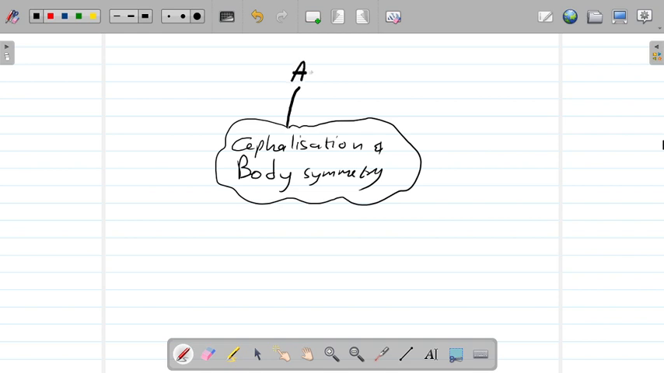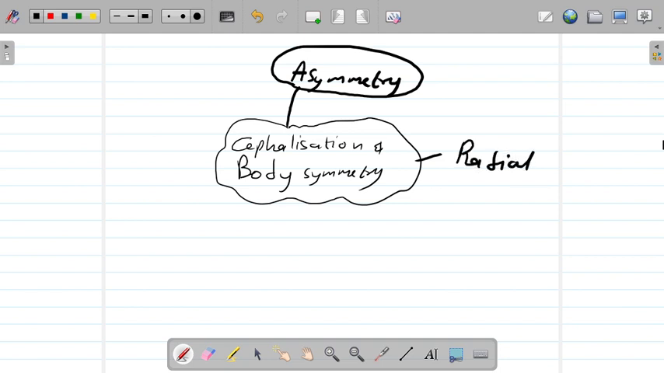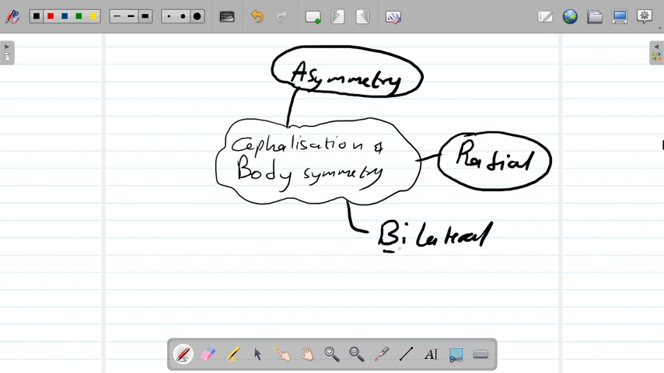We have organisms that are asymmetrical, so we're going to be looking at asymmetry. Then next, we will look at organisms that have what we call radial symmetry. Then we're going to be looking at organisms that have bilateral symmetry. So these are what we're going to be looking at.